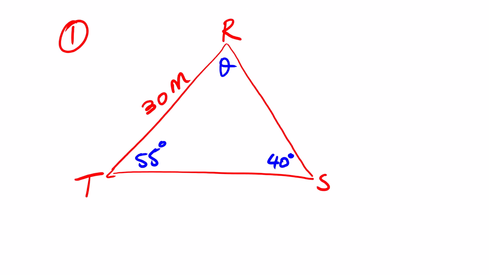Our first example. Before we can start solving for the unknowns, we need to label this. We can see that the side opposite R is small r, then the side opposite this will be small t, and then we also have S. Now the question: we need to solve for the unknown sides and angles. So we need to solve for this angle, and we also need to solve for this side and this one.